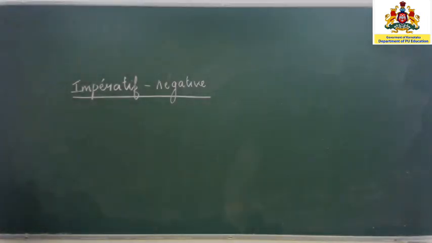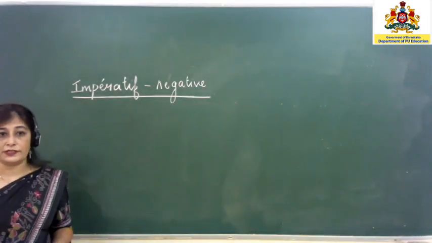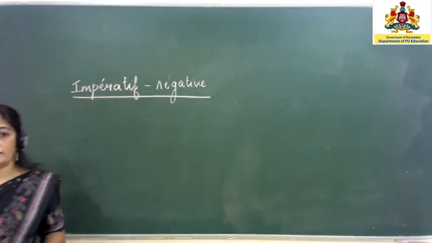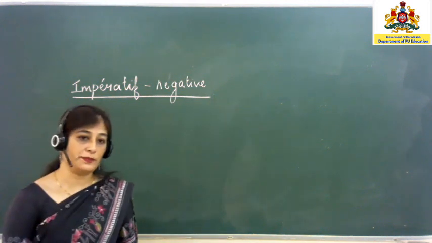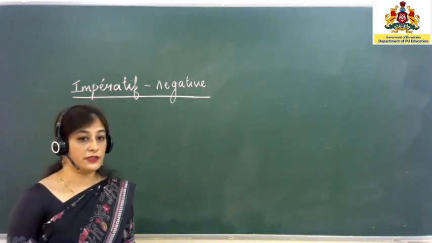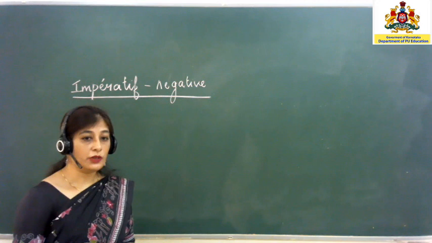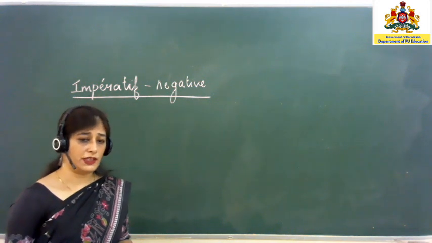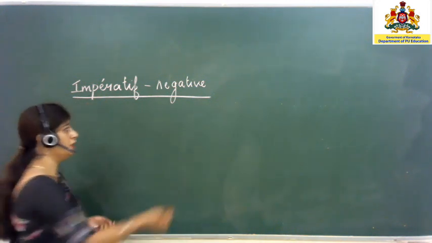Okay, today we are again getting back to imperative negative. Now, what is imperative negative? In the previous chapter, we saw imperative. That was just a positive sentence. Today, we are moving on to imperative negative. It is not very difficult. It is very, very simple.